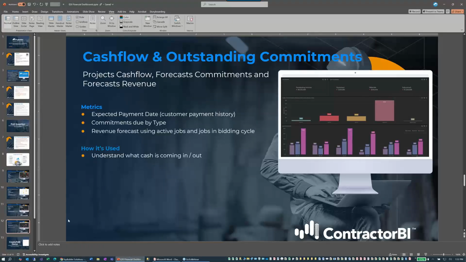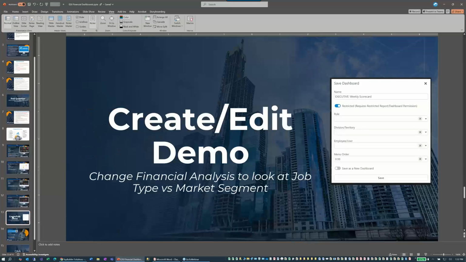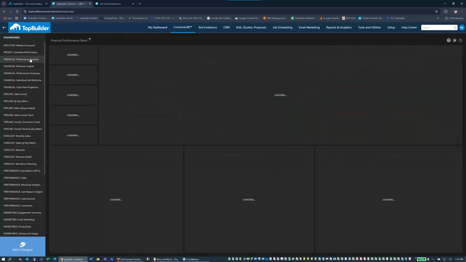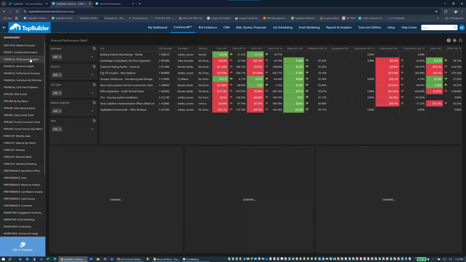So what we're going to do is go in here real quickly. I'm going to edit a dashboard. We're going to have some fun with this, and then we're going to turn it over to Q&A. All right, so I'm going to go back into ContractorBI and look at that financial analysis dashboard. Now, this is pulling a tremendous amount of data, so bear with me. This is live, real-time data. It'll take just a second. You can get your questions ready.